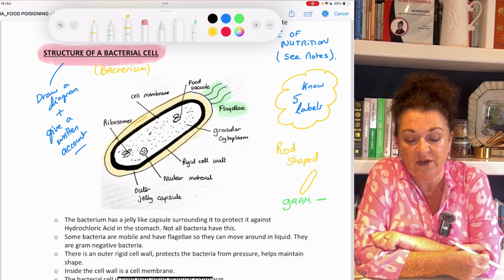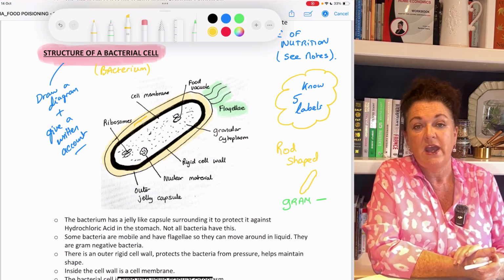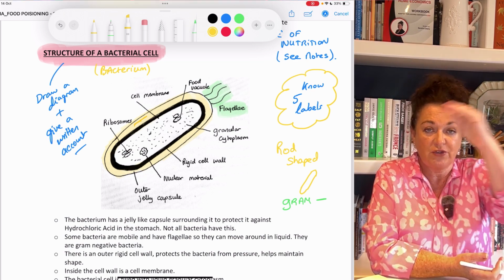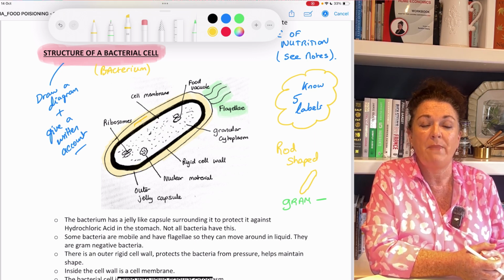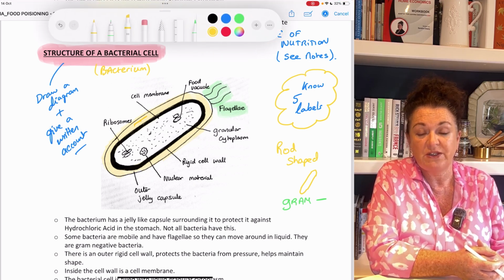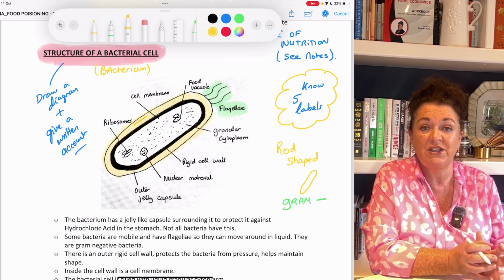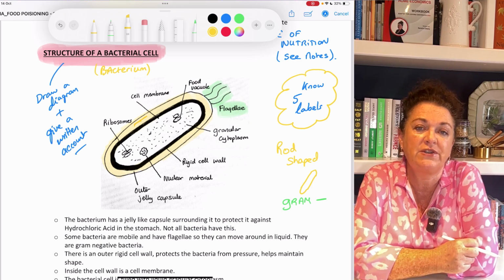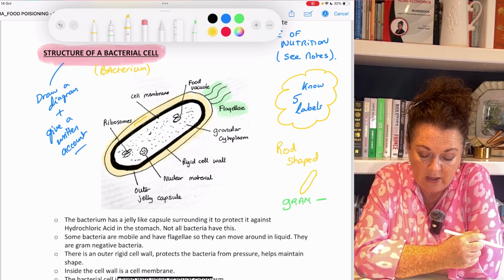And the majority of the time, the hydrochloric acid will kill bacteria. If the bacteria have the jelly-like capsule, they are protected from the hydrochloric acid, so they continue down the alimentary canal. Now, when we talk about probiotic foods that have live bacteria, the majority of those bacteria will have a jelly capsule, because remember, we want to keep those bacteria alive right through our alimentary canal. We want them to arrive down in our colon. So that is our jelly-like capsule.